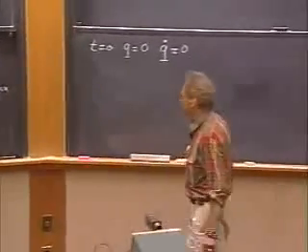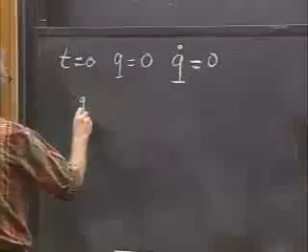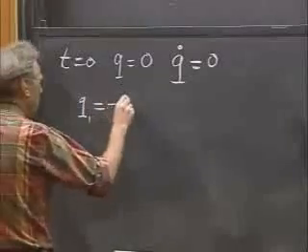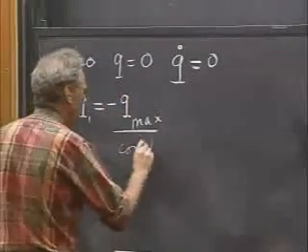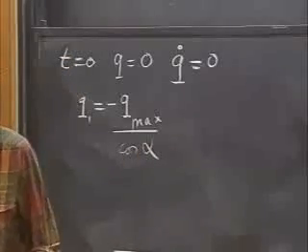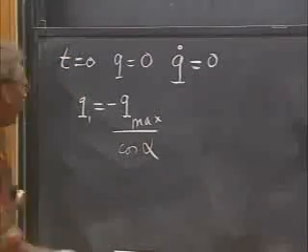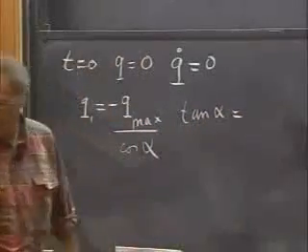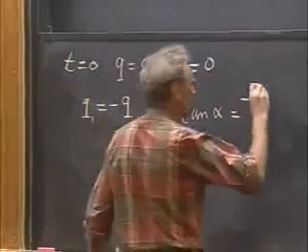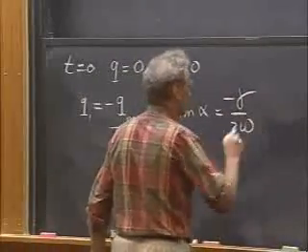When you do that, you will find that Q1 equals minus Qmax divided by the cosine of alpha. And you'll find that the tangent of alpha equals minus gamma over 2 omega.